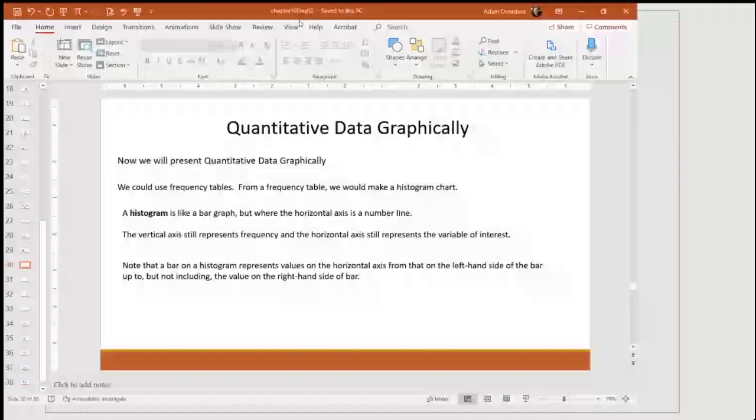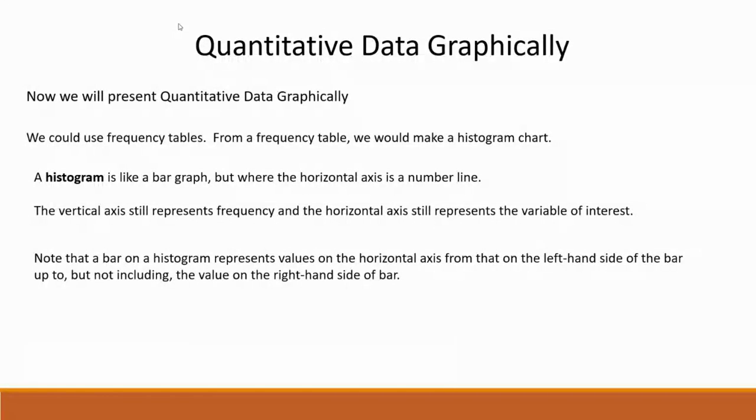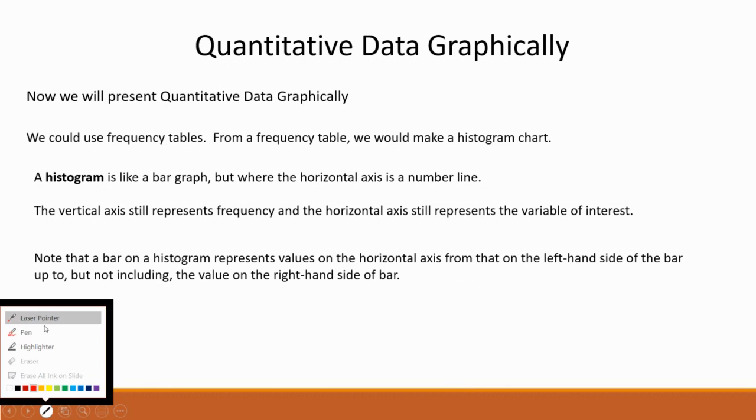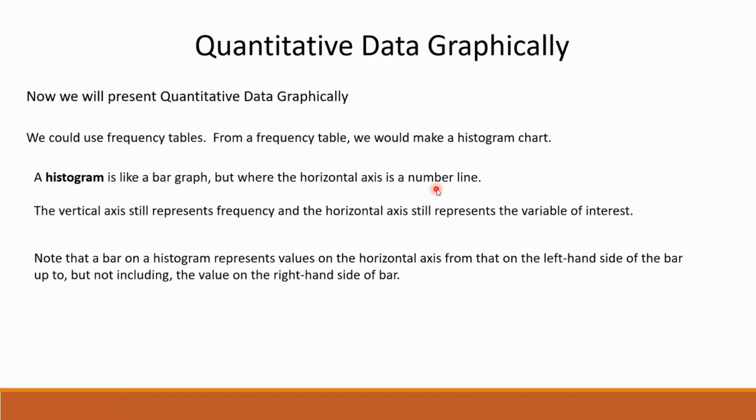Mostly with a histogram chart, the big difference, as I have here, is that it's like a bar graph. It's just that the horizontal axis is a number line. For bar graphs, the horizontal axis had the variable values, like the different colors, blue, green, orange, or the different classes people like, math, social studies, history. Here, though, it's the number line. The vertical axis will still represent frequency.